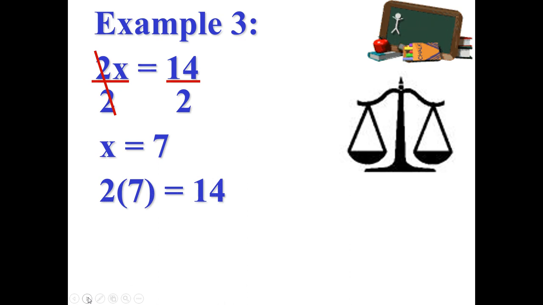And we can also check our answer by simply plugging in what we found for x into the equation. Remember, when we have two numbers together, we can either use the multiplication sign, or because we're doing algebra, we can use parentheses. So that's the same as saying 2 times 7 equals 14. So therefore, we know that we were correct.